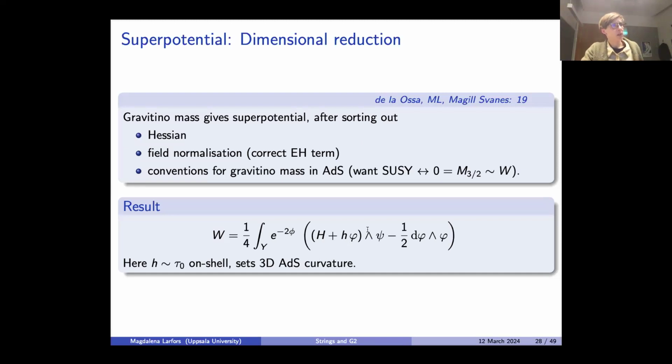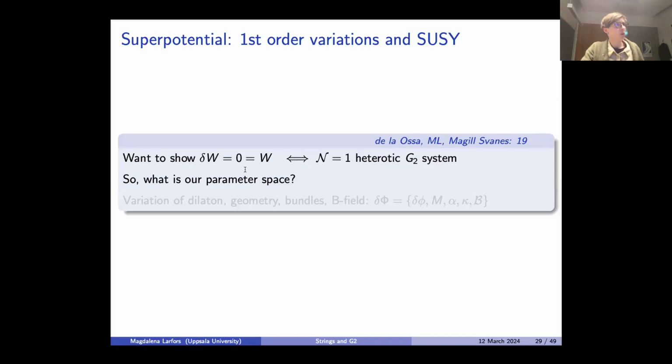Okay, so this is our expression for the superpotential. We have found it by standard methods. So now we want to show that on the locus where this is vanishing, the N equals 1 conditions hold for the heterotic D2 system.